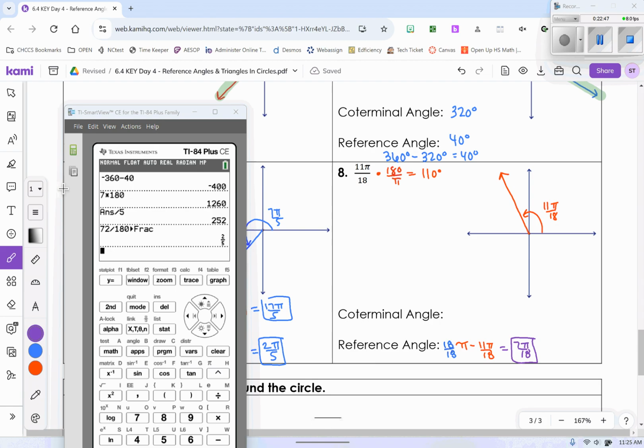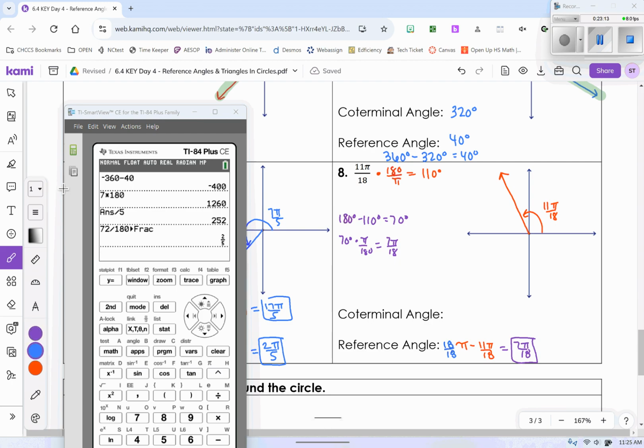And again, could you do this with degrees and then convert it? Sure. So 180 degrees minus 110 degrees gives us 70 degrees if we're using degrees. And then you would take 70 degrees and multiply that by pi over 180, which ends up giving you 7 pi over 18. Now, coterminal angle, so let's do a negative coterminal angle this time.